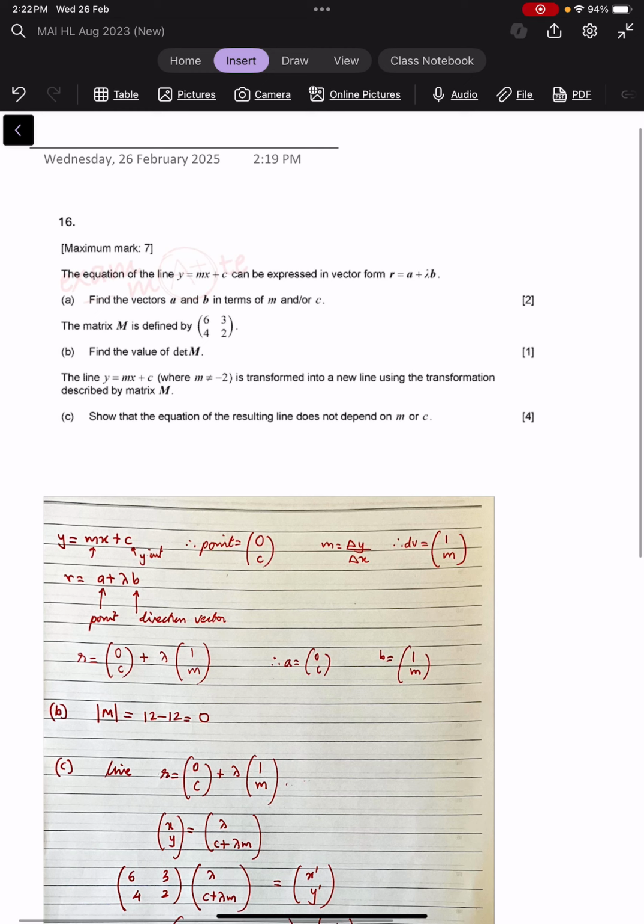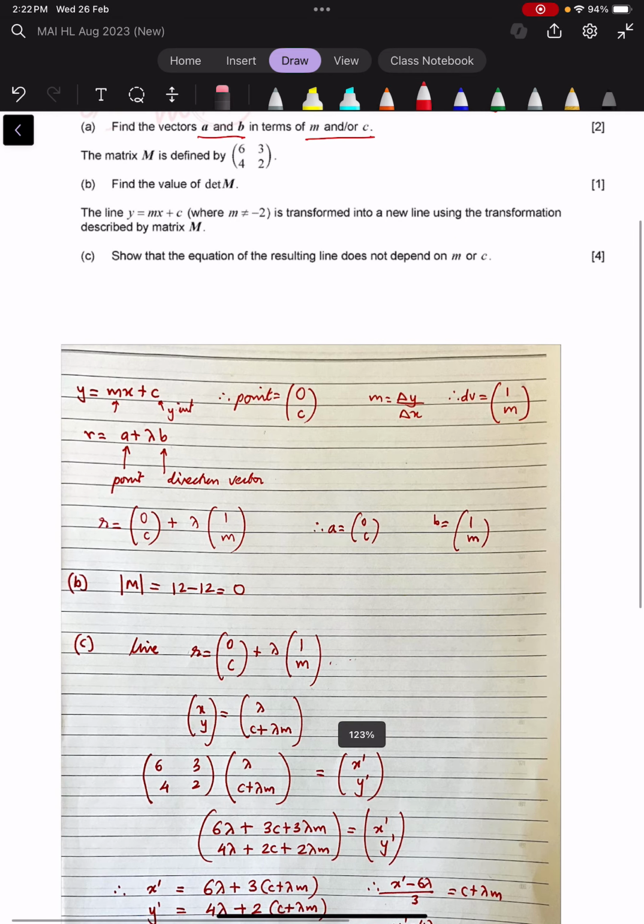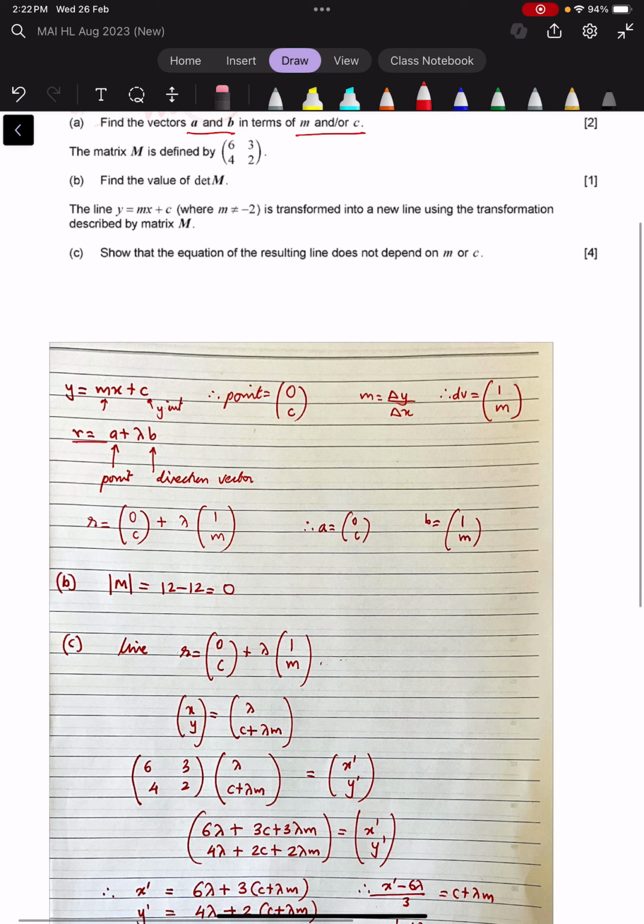Fine. So in this sum, you've been given the equation of a line as y is equal to mx plus c, and you have to write this in the vector form r is equal to a plus lambda b. So you have to write these vectors a and b in terms of m and c. Now let's try to understand the meaning of r is equal to a plus lambda b.